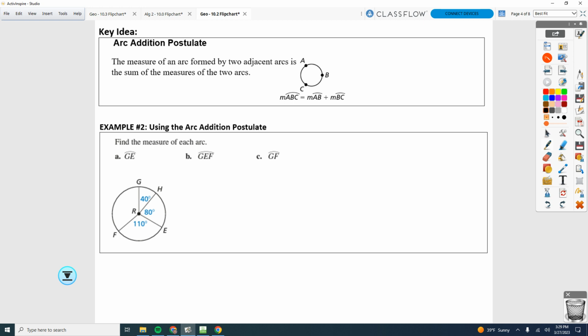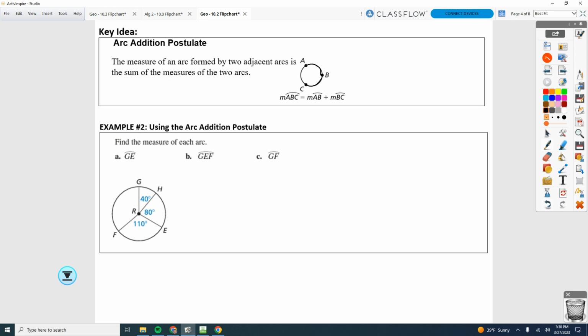All right, the arc addition postulate. If you remember the segment addition postulate and angle addition postulate, those were talking about smaller segment plus smaller segment equals the whole segment, and smaller angle plus smaller angle equals the whole angle. This one is going to be smaller arc plus smaller arc equals the whole arc. So the measure of arc ABC is equal to the measure of AB plus the measure of BC. Those two added together are going to be that whole arc.